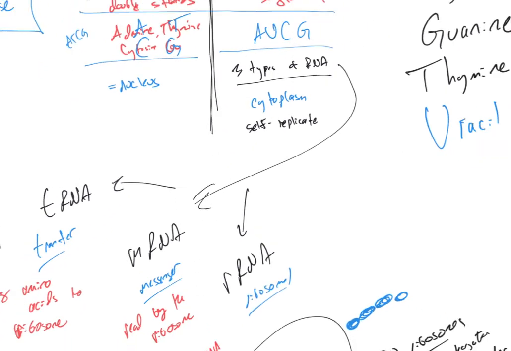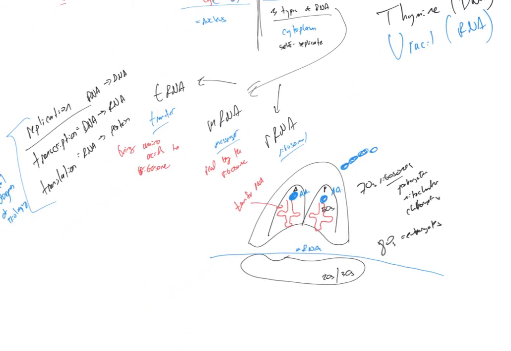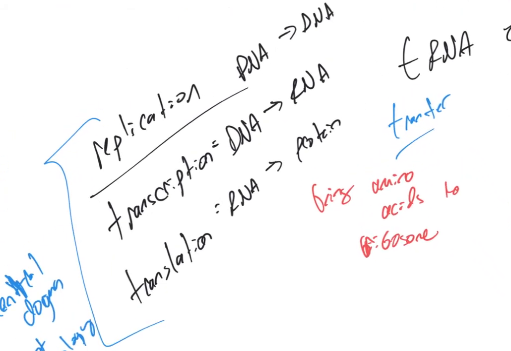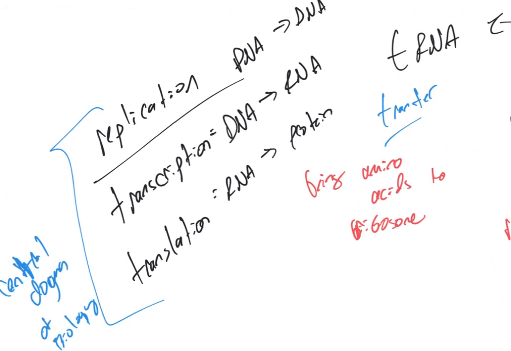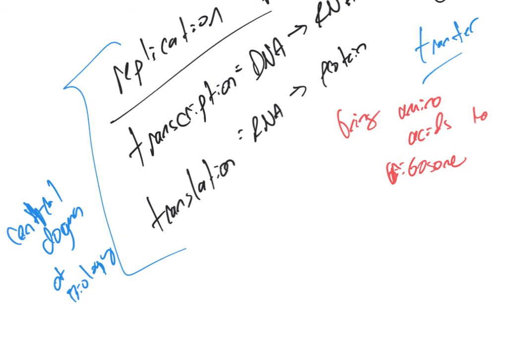Okay, so now we get into DNA, RNA, protein. When DNA replicates, that's DNA to DNA. Then we get to transcription, which is DNA to RNA. And then we get to translation, which is RNA to protein. Okay?